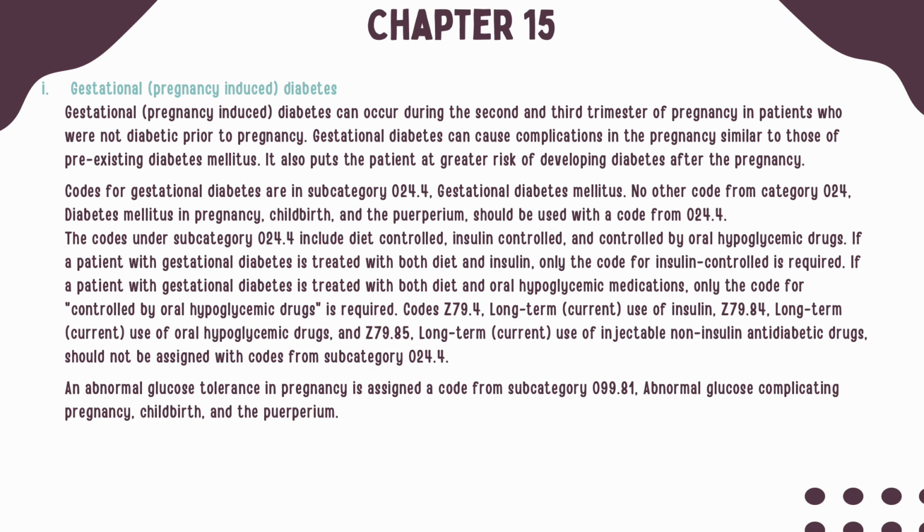Therefore, Z codes to specify the usage of insulin or oral hypoglycemics are not to be used in conjunction with O24.4. When an abnormal glucose intolerance in pregnancy is found, then a code from subcategory O99.81 should be coded.